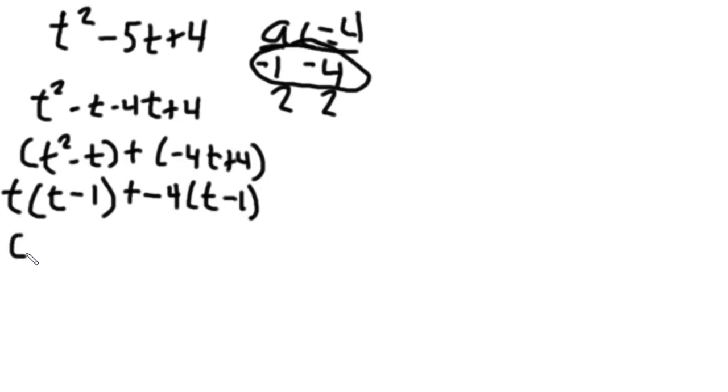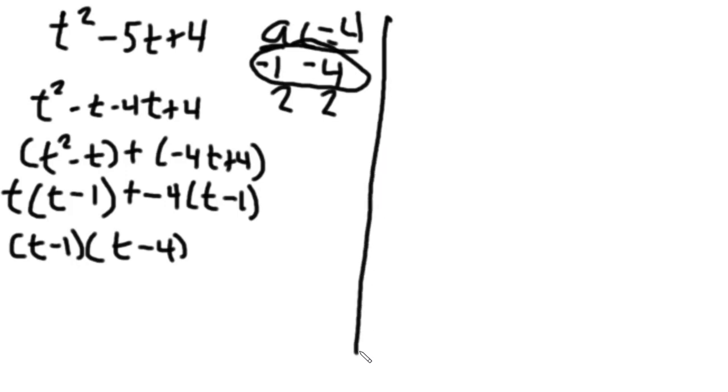So now I can pull out a t minus 1. What you're left with, this t and this negative 4, is your remaining factor. So t squared minus 5t plus 4 factors as t minus 1 times t minus 4. Okay, so that one is good to go and finished. Let me go ahead and put it on a different screen so it won't get messy.